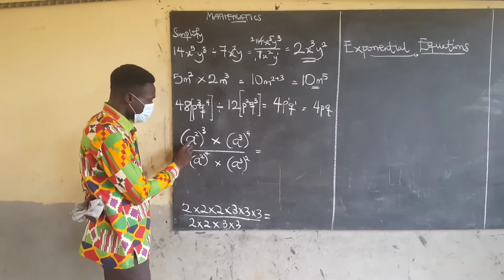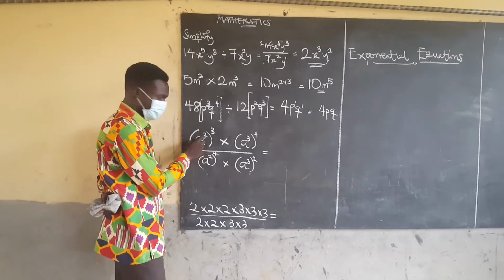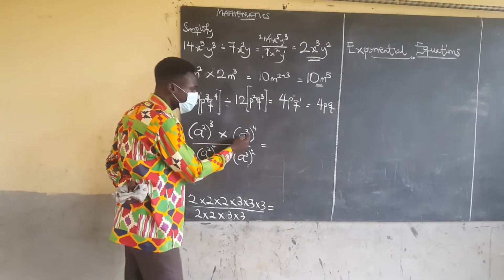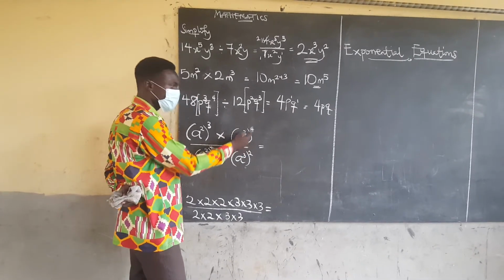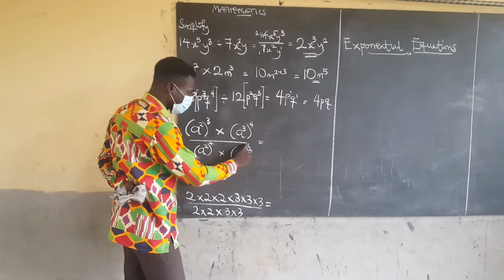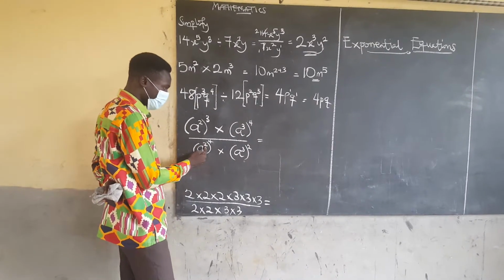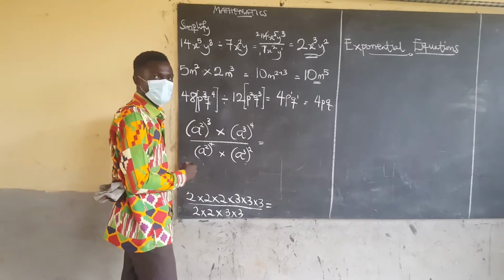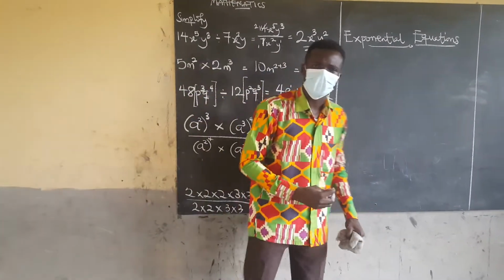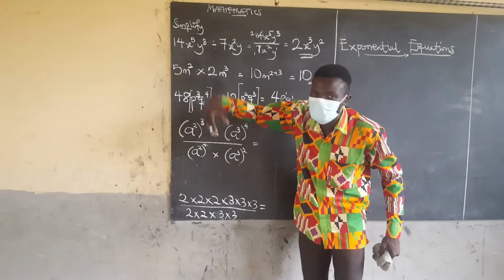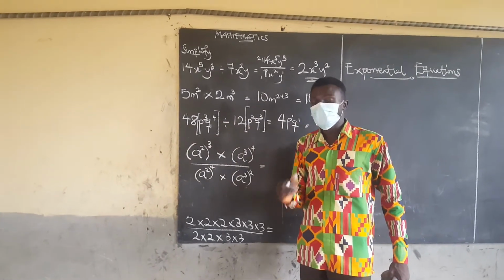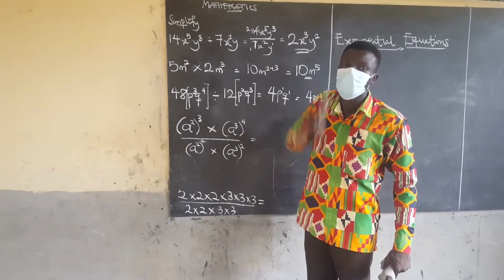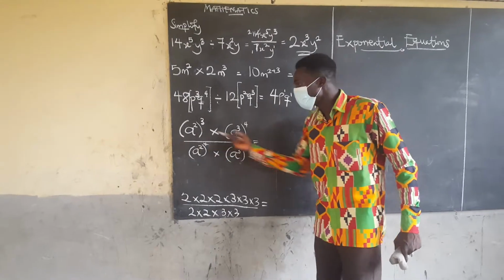We have a squared all raised to the power 3 times a cubed all raised to the power 4, all over a squared raised to the power 4 times a cubed raised to the power 2. When you take a critical look at this question, this looks like the third law of indices. So if you know the third law, which says that if a power has been raised to another power, multiply the powers, you'll be able to do this.